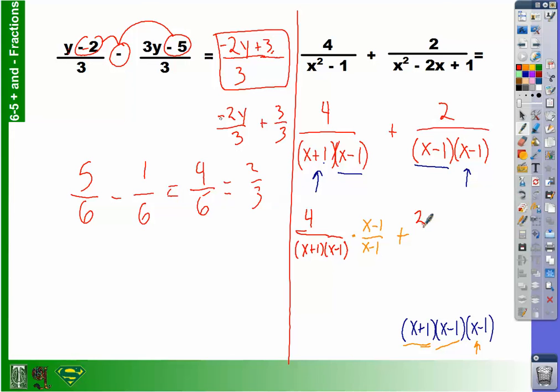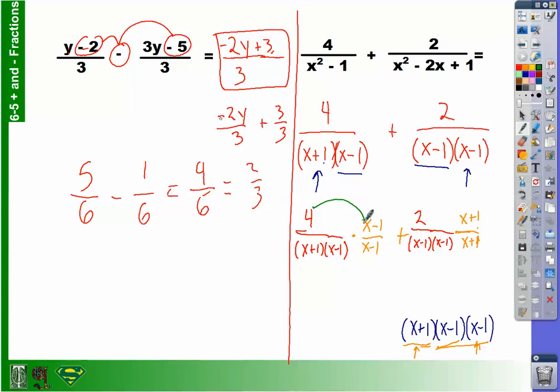Over here we have 2 over x minus 1 times x minus 1. What is this expression missing? Well, it has these 2 x minus 1s, but it is missing this x plus 1. So I'm going to have to multiply the numerator and the denominator by x plus 1. So let's see what we get.